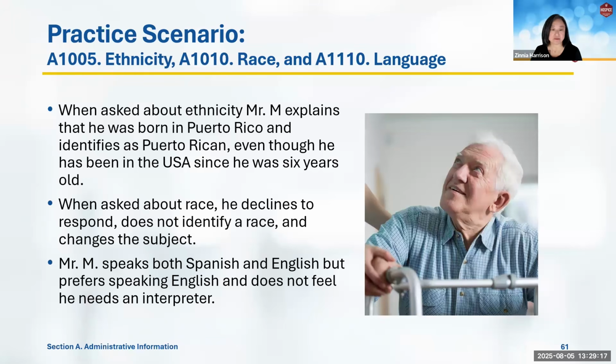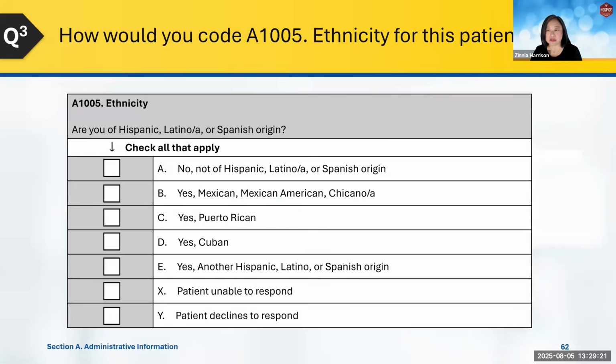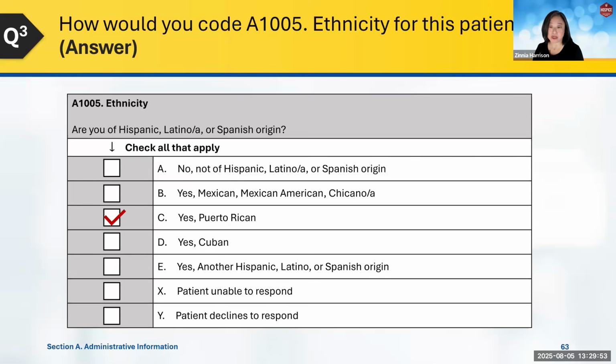Let's go to the next slide. So, how would you code ethnicity for this patient? As a reminder, just remember to look at all the response options. So, the answer is C, yes, Puerto Rican.